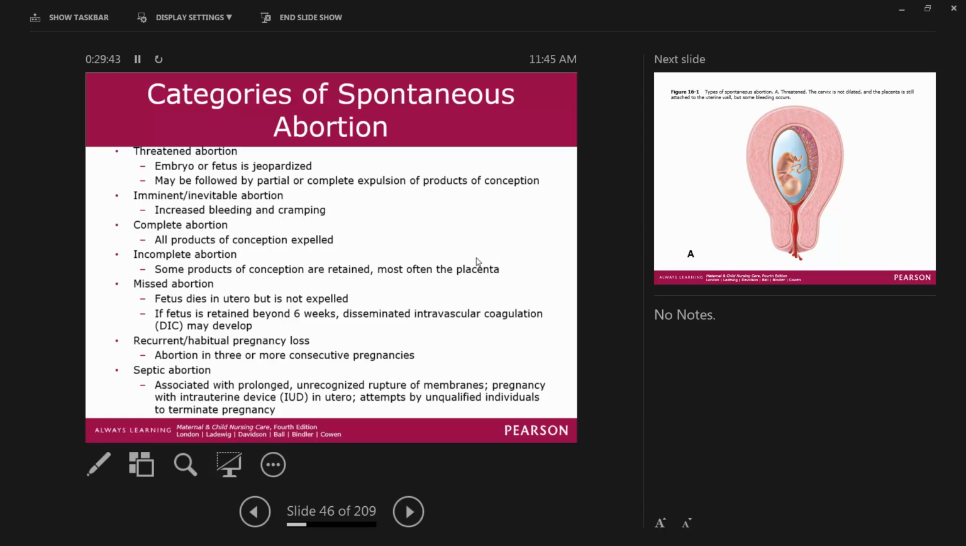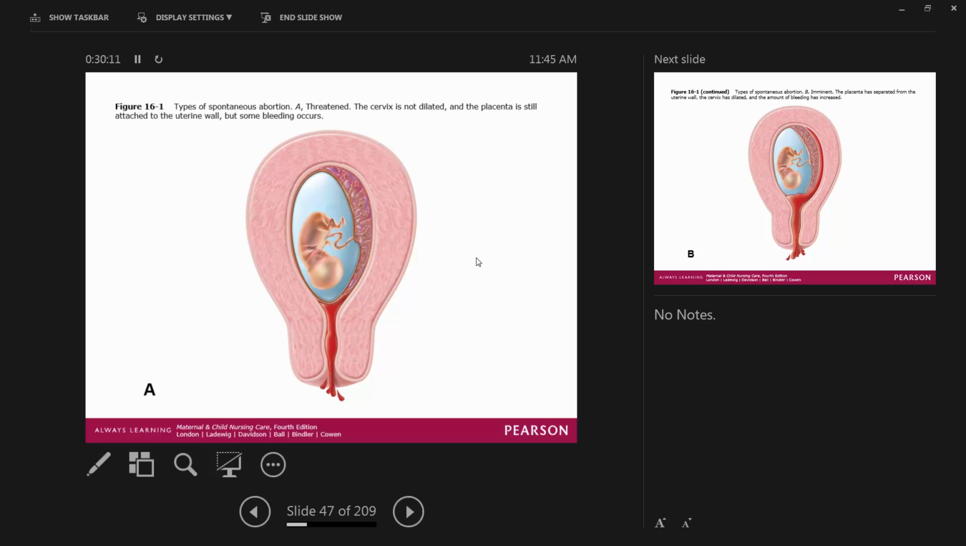And then a septic abortion is when the products of the pregnancy become septic and the woman becomes septic. She's had a back alley abortion and she becomes septic. Those are nasty.